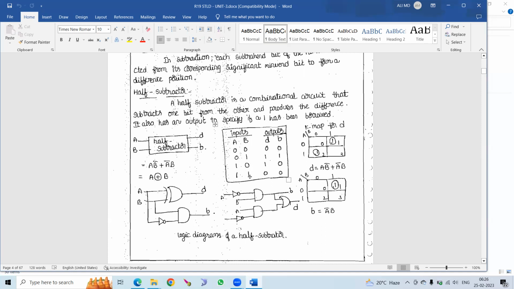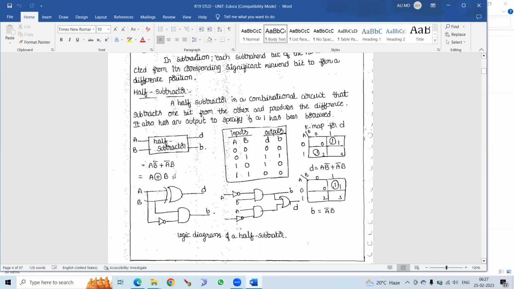So these are the four possibilities of the two input variables: 0 0, 0 1, 1 0 and 1 1 are the inputs, whereas D and B are the outputs, difference and borrow. So it is a half subtractor block diagram. A and B are the inputs, and difference and borrow are the two outputs.